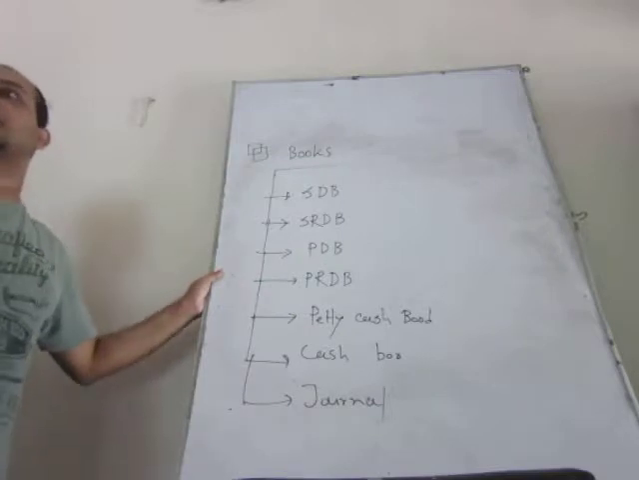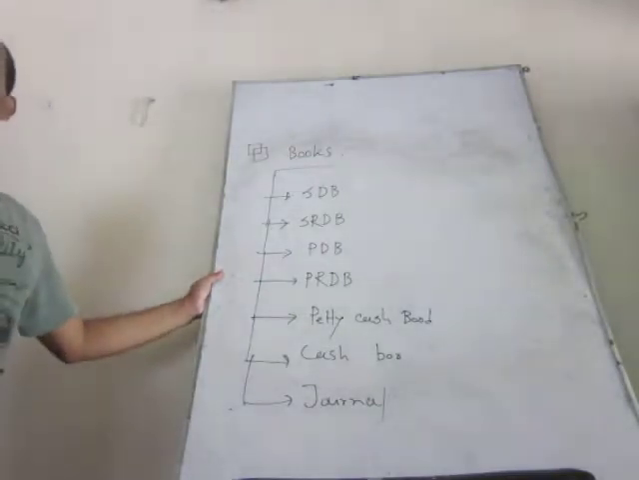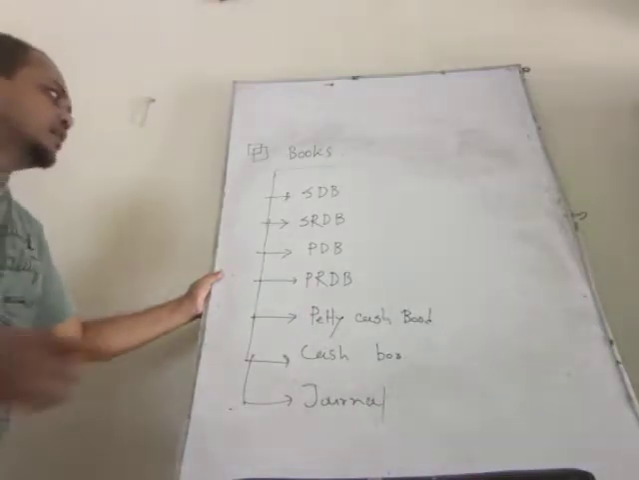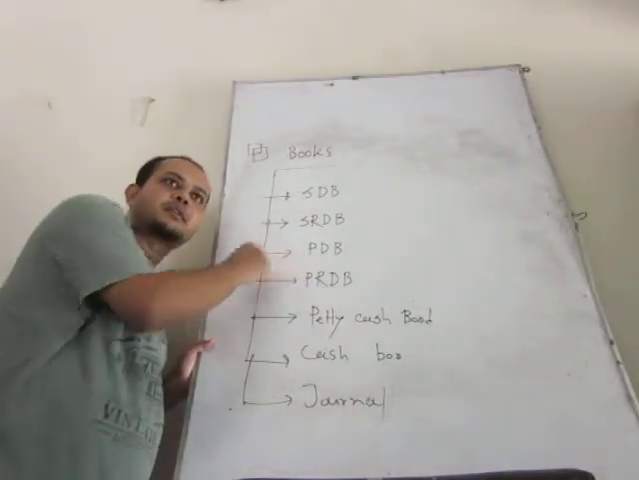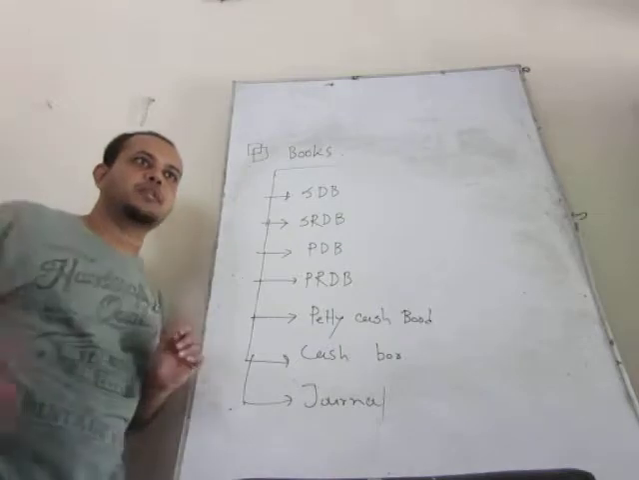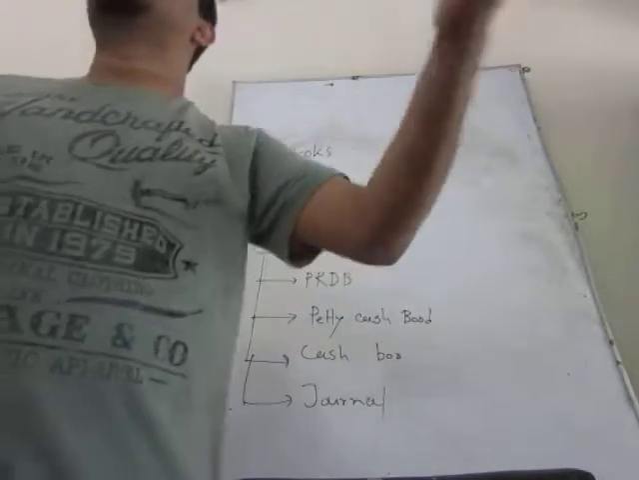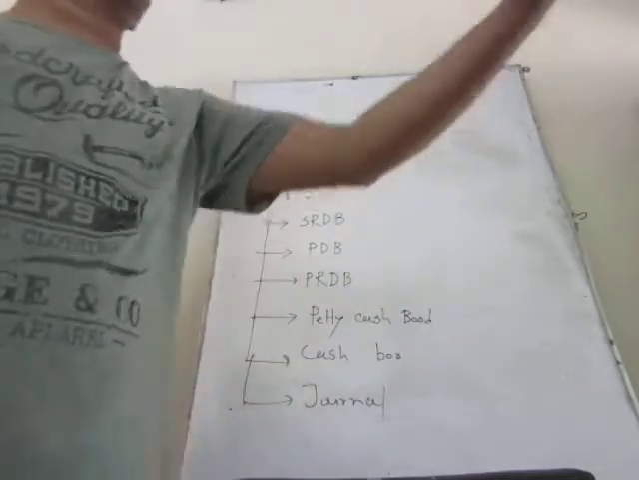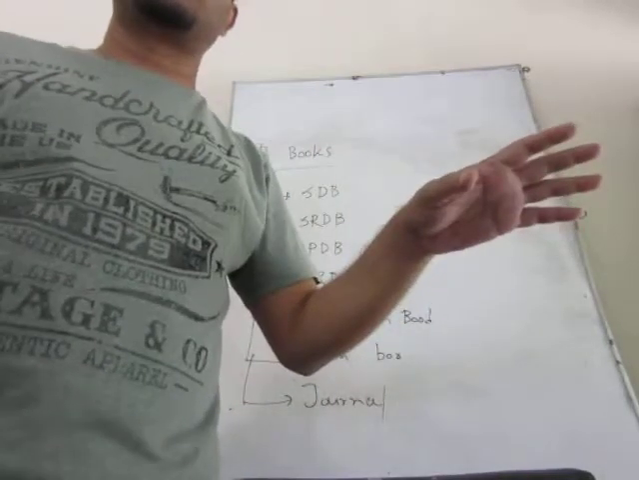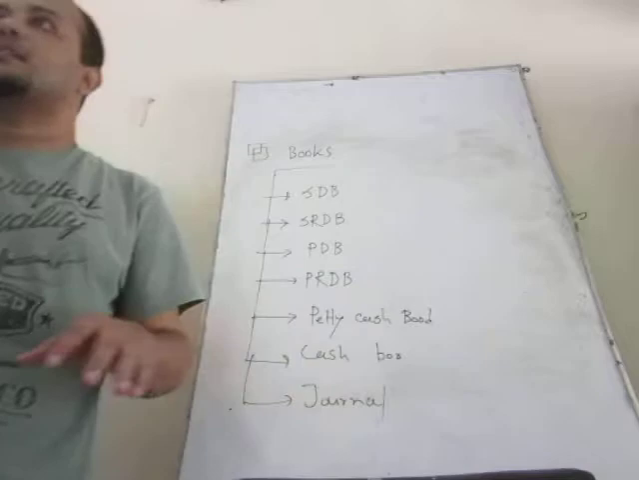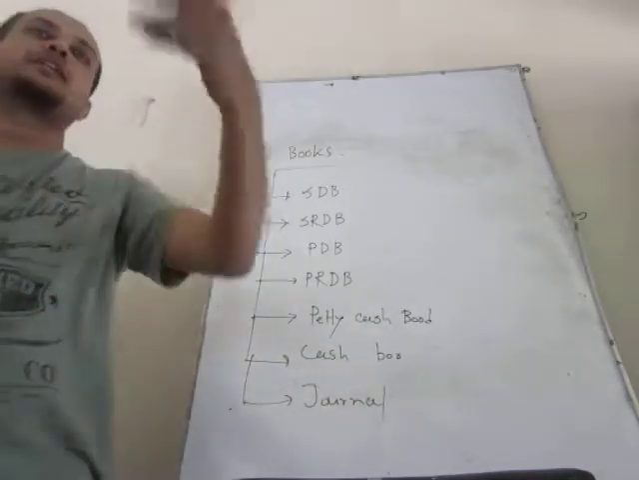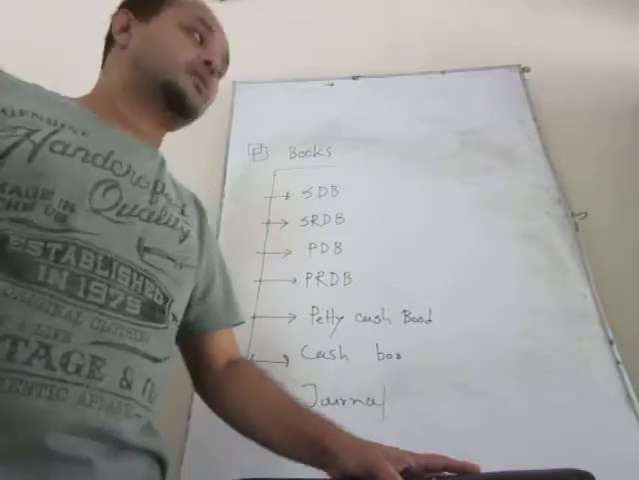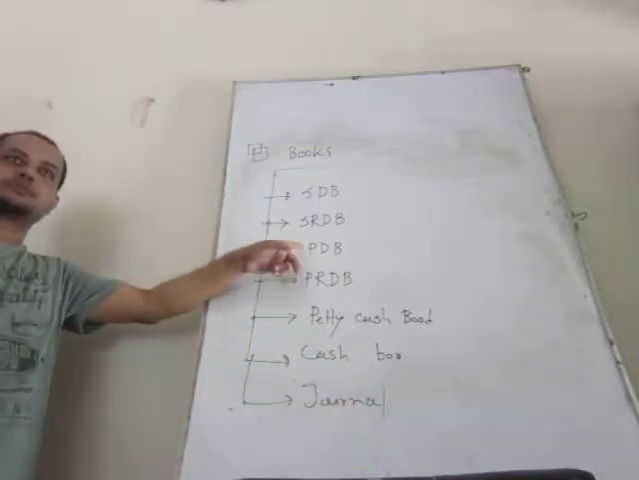Then purchase day book. Any kinds of credit purchase committed by the business organization from different suppliers will be recorded in the purchase day book. So at the end of the period, suppose today you purchase $10 from Mr. X. The next day you purchase $20 from Mr. Y. All are credit purchases. So at the end, your total liability, or total credit purchase, is $30. That will be recorded in the purchase day book.